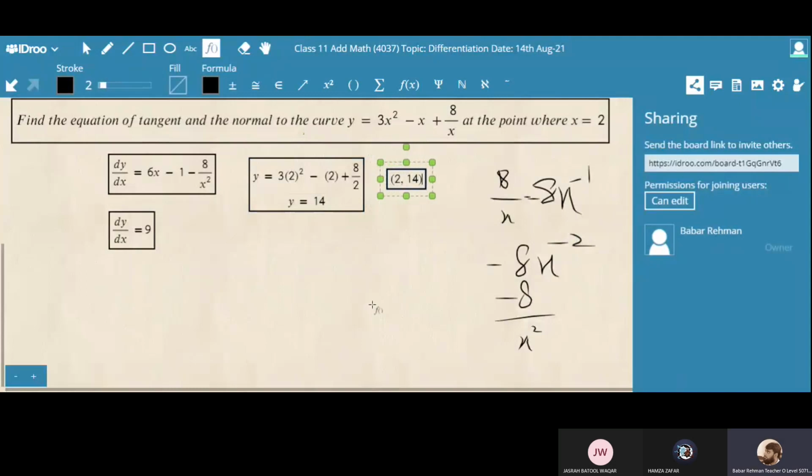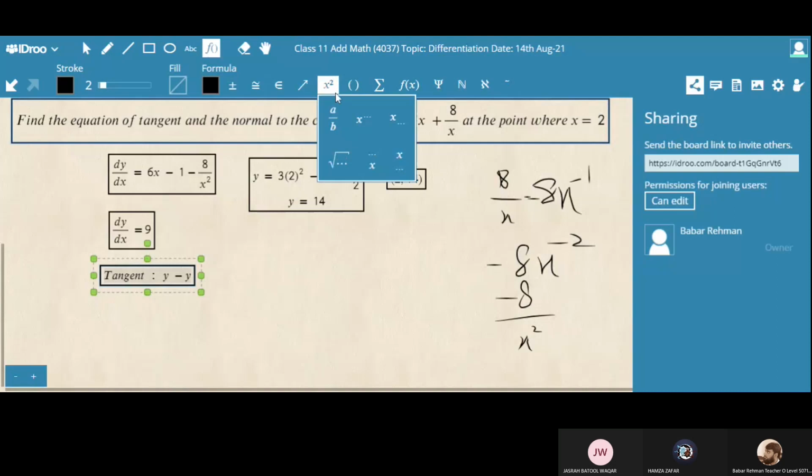We have 2 comma 14, and now we will apply it in the equation of tangent. Okay, student, what is the equation of tangent? y minus y1 is equal to gradient times x minus x1. Now substitute all values here.